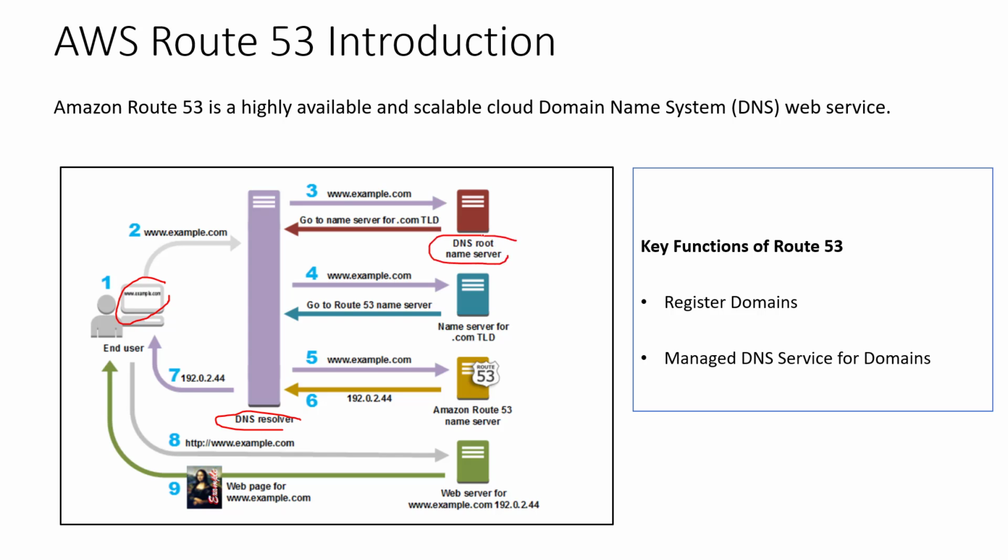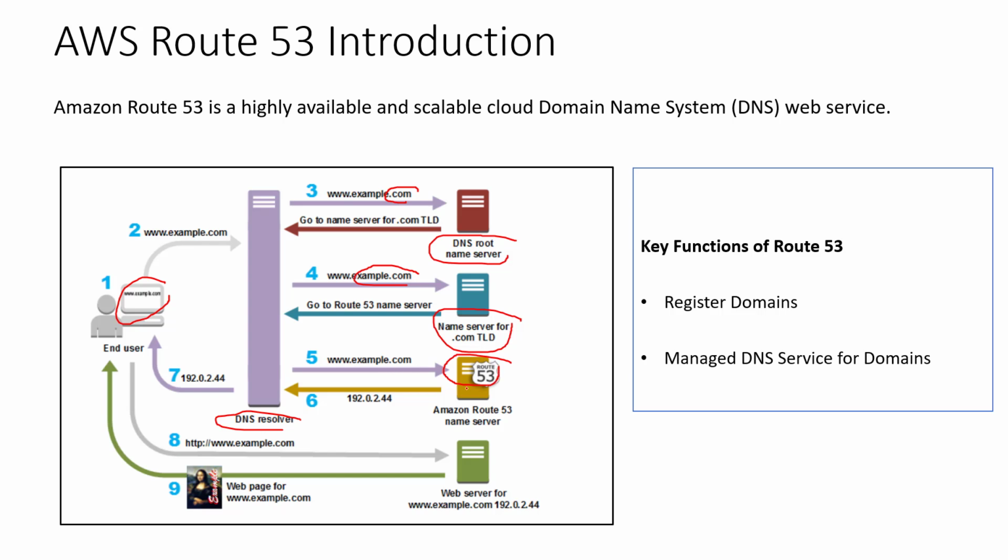This root name server looks at the request and sees that it belongs to .com TLD, and that's where it is routed to. Once the .com TLD name server looks at it, it sees that this is coming from a domain name called example.com, which has been hosted in this case here on Route 53.